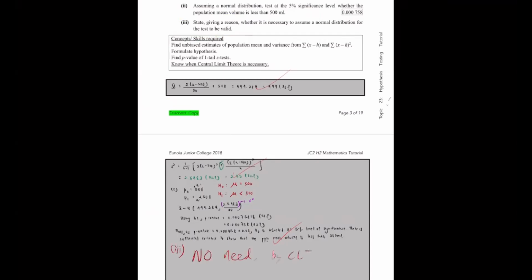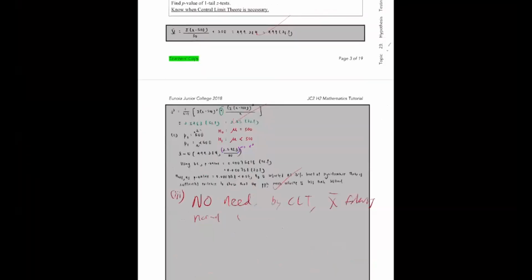Oh, yeah, I didn't see that part. Yeah, because the sample size is sufficiently large. Sufficiently large sample size N. It follows normal distribution. Okay, let me just write it.